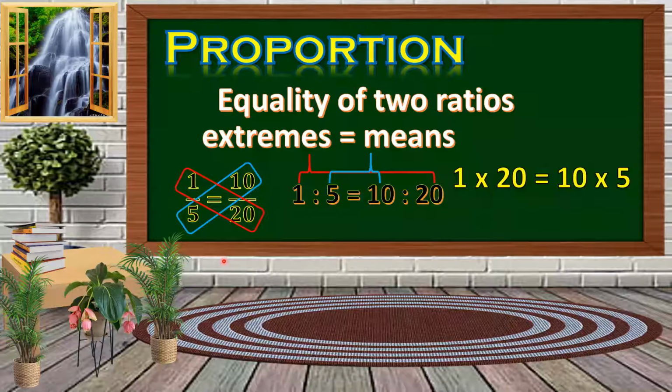So what is 1 times 20? We have 20, and 10 times 5 is 50. As you can observe, 20 is not equal to 50. Meaning our two ratios are not proportional. So going back to the original, that is not proportional, even in the colon form. So that is for the proportion.